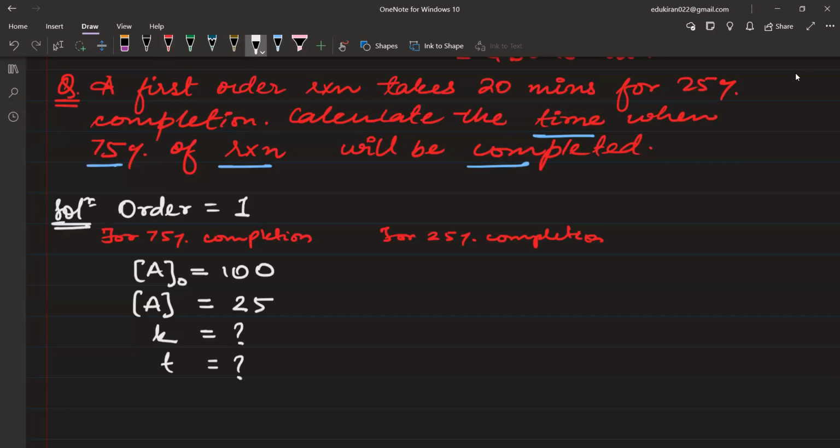इन लोगों ने क्या दिया है? What is the initial concentration? Please tell me guys. जल्दी से बताइए. 100.